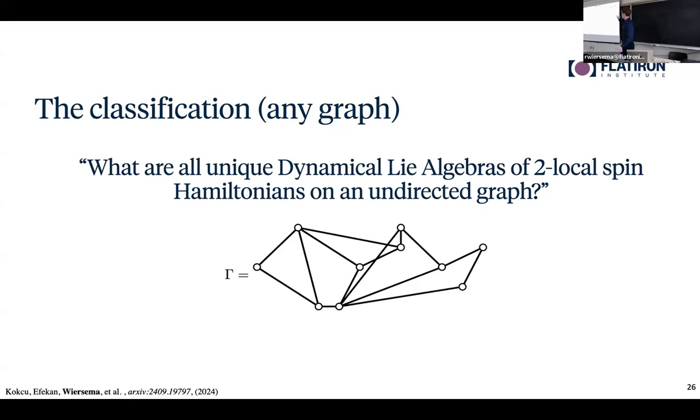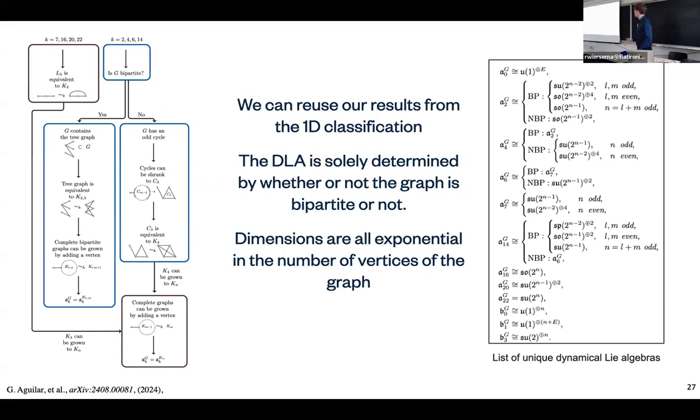If we now have two-local Hamiltonians on any sort of graph, so you can choose the connectivity however you want, but there's still the constraint that these interactions all need to be the same two-local Paulis, the same set of Hamiltonians we considered before. Then you can prove again what all the dynamical Lie algebras will be.